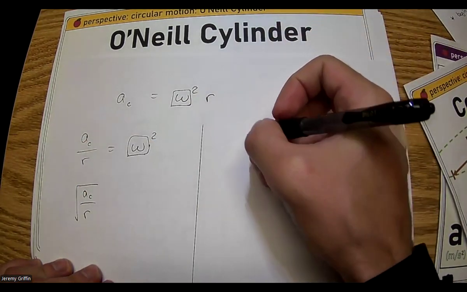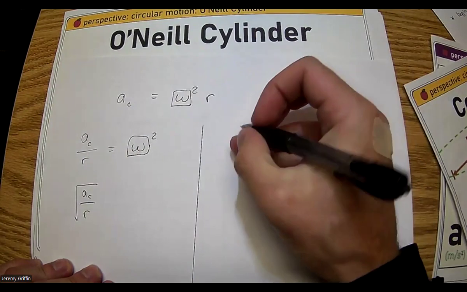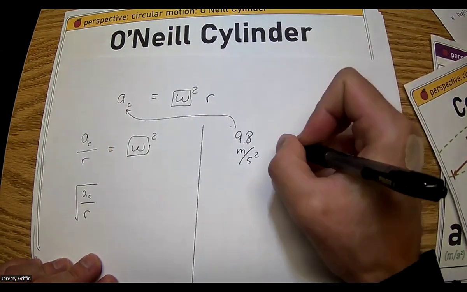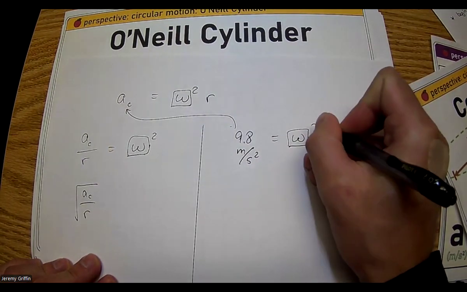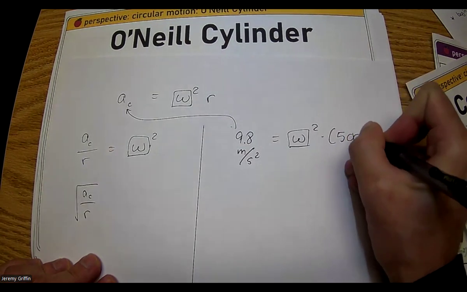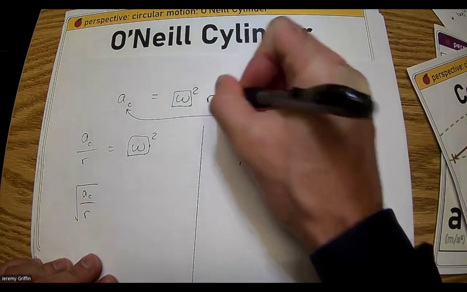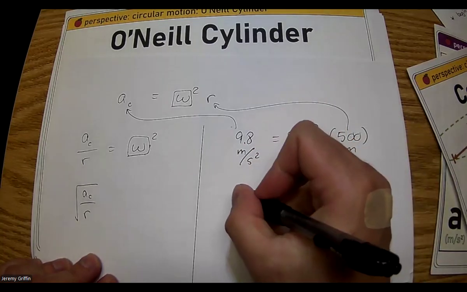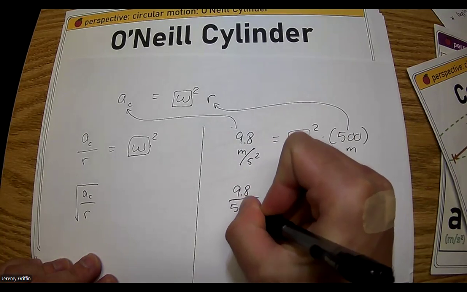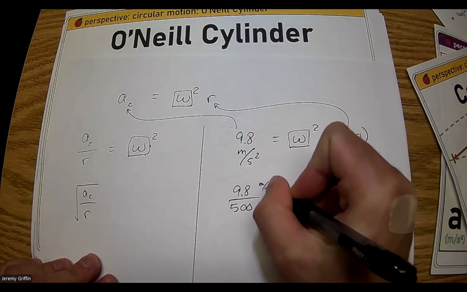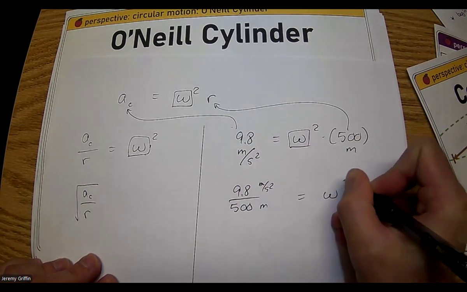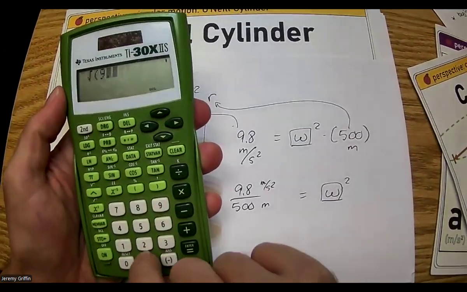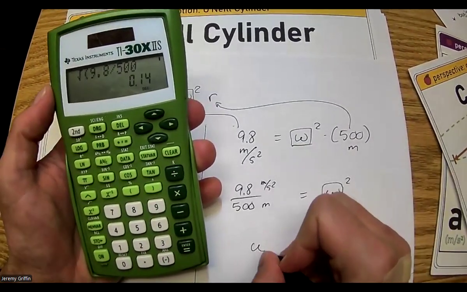Or I could plug the numbers in first. Here's in terms of variables, and here's in terms of numbers. 9.8 meters per second squared equals omega, which we're solving for, squared times the 500 meter radius I gave you. So divide 9.8 over 500, and I get meters per second squared over meters is equal to omega squared. Then square root both sides, so we get the square root of 9.8 over 500.